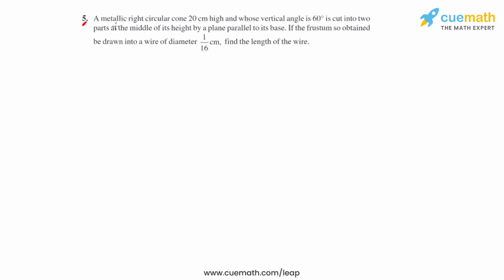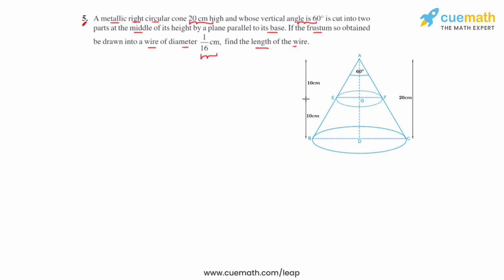Question number 5 says a metallic right circular cone, 20 centimeters high and whose vertical angle is 60 degrees, is cut into two parts at the middle of its height by a plane parallel to its base. If the frustum so obtained is drawn into a wire of diameter 1/16 centimeters, we have to find the length of the wire. So let's draw the figure for the question first.